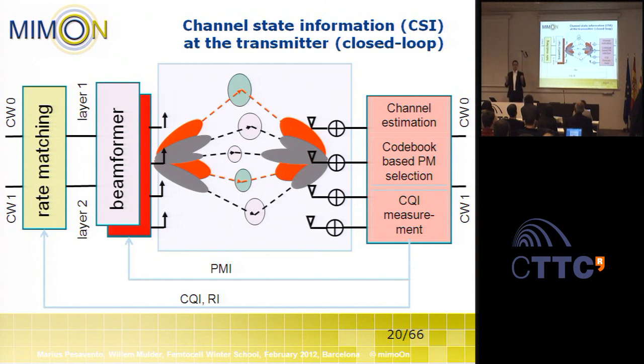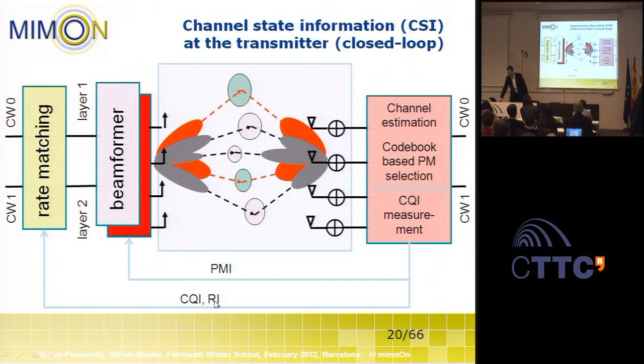So if we have 4 antennas, there are up to 16 different pre-coding matrices that can be selected by the user equipment. The index of this codebook is signaled back to the transmitter along with a so-called CQI value, which basically defines the rate that is selected for transmission. I will show you later how this is performed.